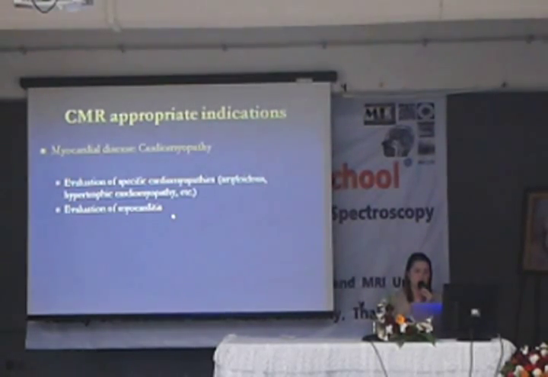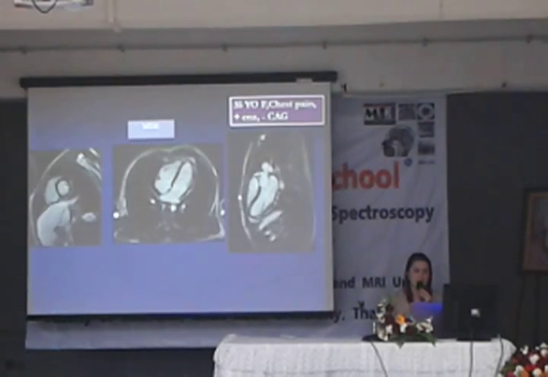And it is also used for evaluation of myocarditis. This example case is a 35-year-old female who presented with chest pain and positive cardiac enzyme, and she underwent cardiac cath, which showed normal coronary arteries. So she was referred for cardiac MRI.